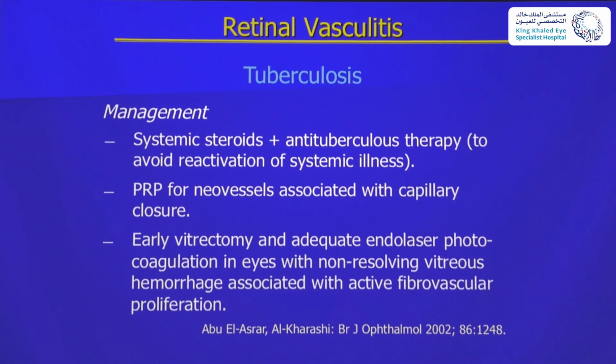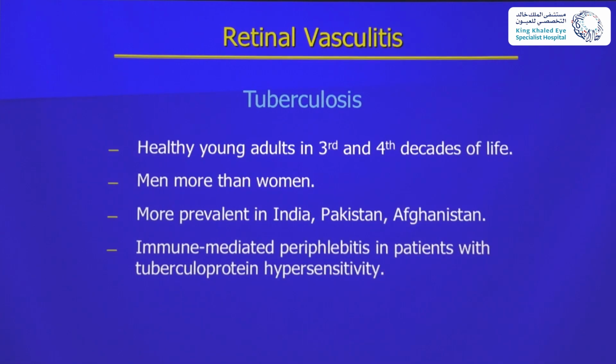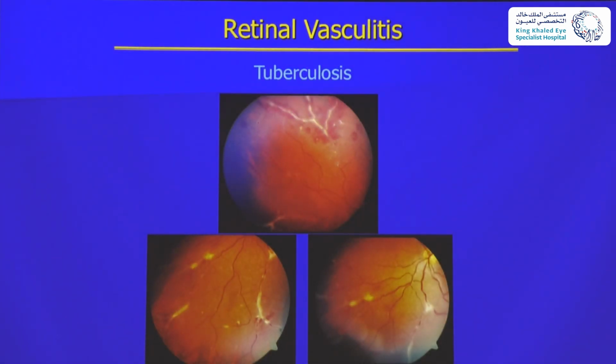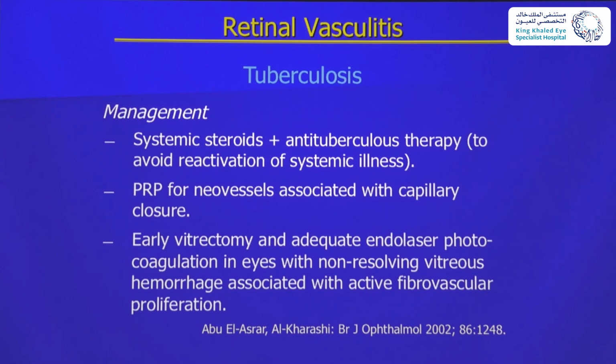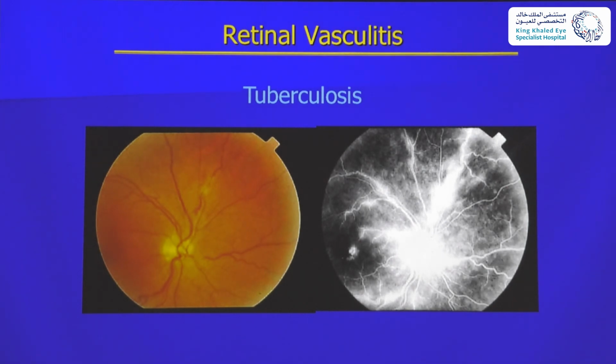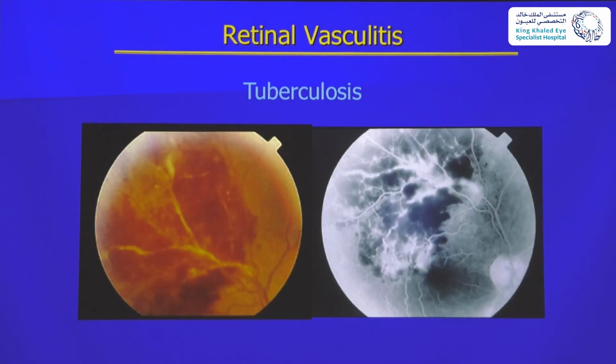As for management, we summarized the management of tuberculous vasculitis in a paper published in 2002. If the patient has active vasculitis, meaning active vascular sheathing, you need medical treatment in the form of full anti-tuberculous treatment for 9 months combined with systemic corticosteroids. If the patient has, in addition, ischemia, then in addition to medical treatment, you need to add scatter laser photocoagulation. If the patient presents with bleeding, then you need to do early vitrectomy, because delaying the vitrectomy will make the surgery very complicated. So this is a patient with tuberculosis with diffuse leakage.